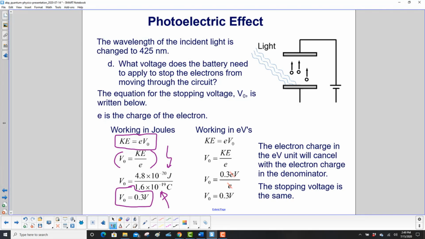Now, if we work in electron volts, same equation here, but the kinetic energy is 0.3 electron volts divided by e, the charge on the electron. Those cancel, and we're left with 0.3 volts. And of course you get the same answer regardless of the units we're working in.